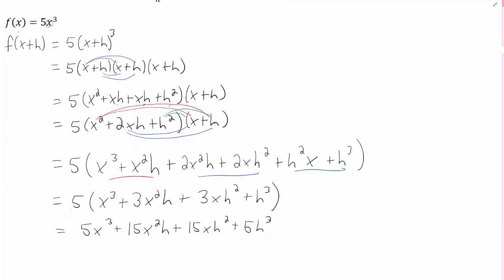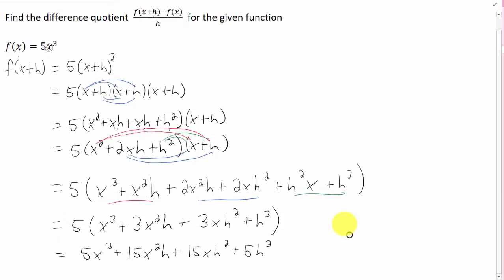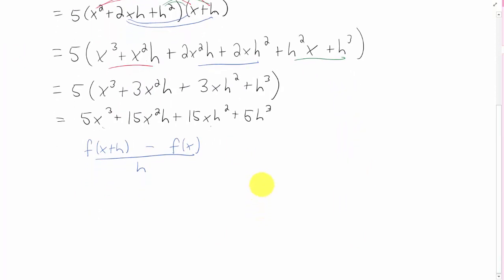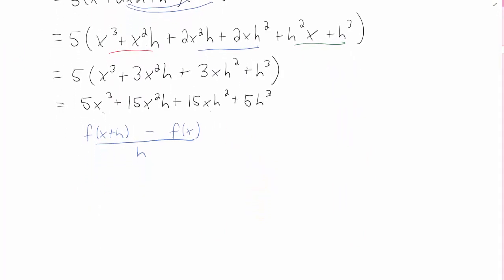And now we need to realize that we did all of that work just so we could have f of x plus h, so that we could plug it into this difference quotient formula. Let's take a look at that difference quotient formula. Okay, let's plug f of x plus h, this big long thing that we found, in right here. And we need to plug our original function in right here.